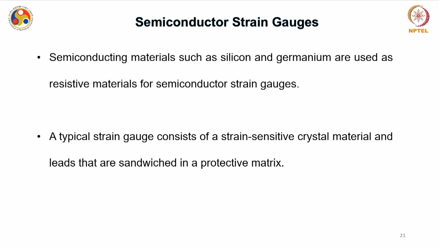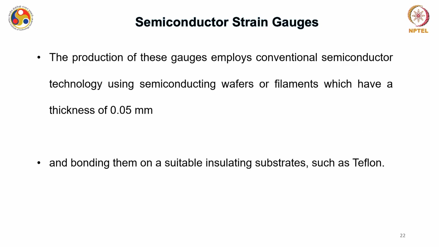Semiconducting materials such as silicon and germanium are used as resistive materials for semiconducting strain gauges. A typical semiconducting strain gauge consists of a strain sensitive crystal material in the form of semiconducting material and leads, mostly metallic leads, which are sandwiched in a protective matrix. The production of these gauges employs conventional semiconductor technology, as I have mentioned, using semiconductor wafers or filaments with a thickness of the order of 0.05 mm or so, depending on other factors like the diameter of the wafer and so on.